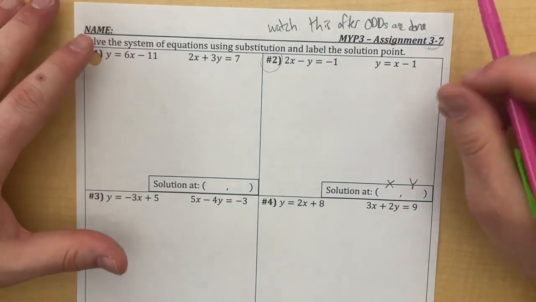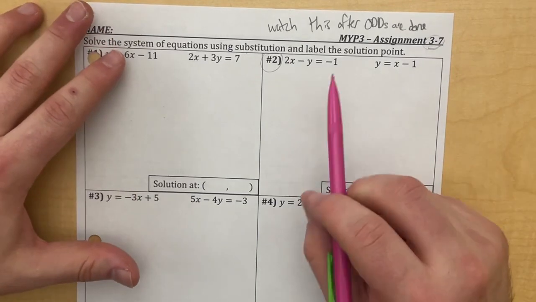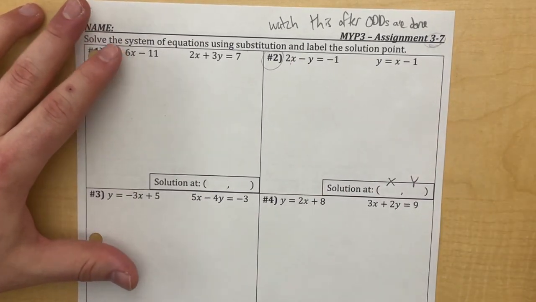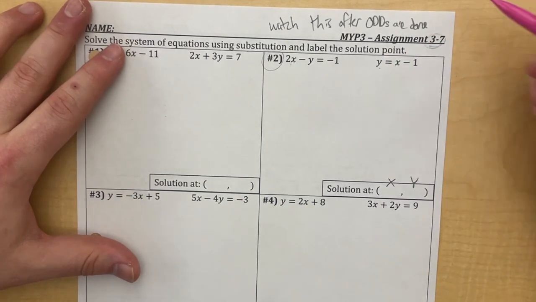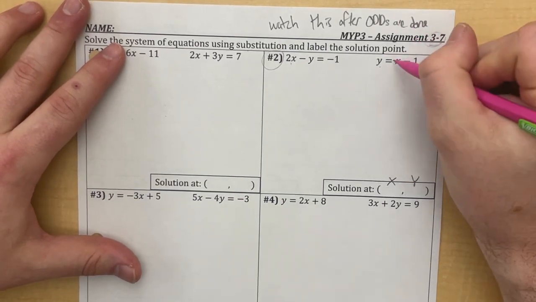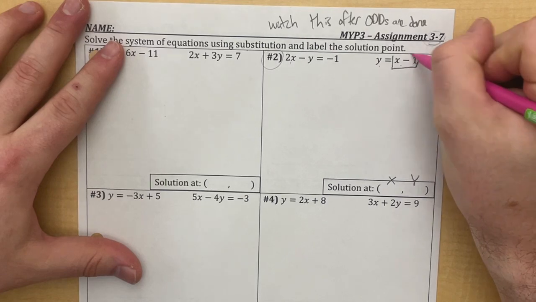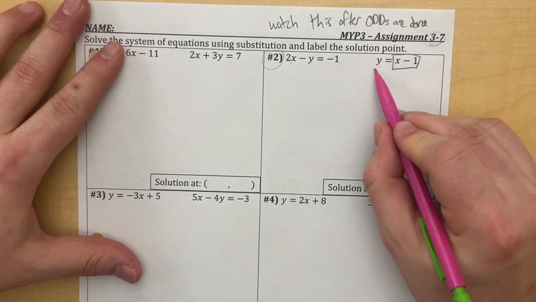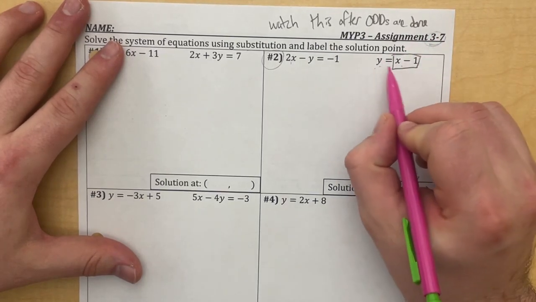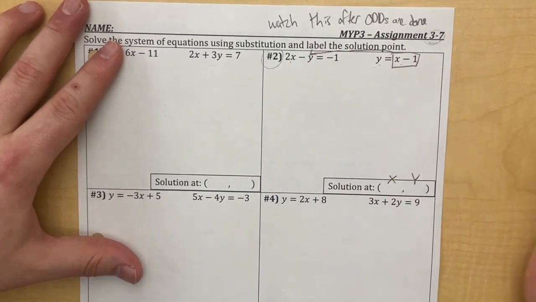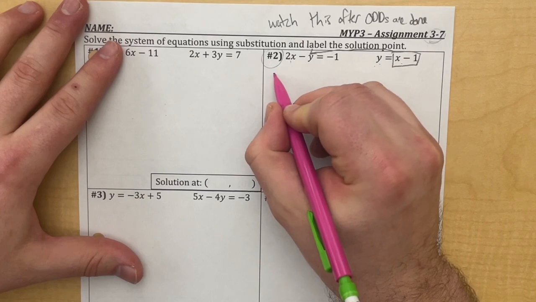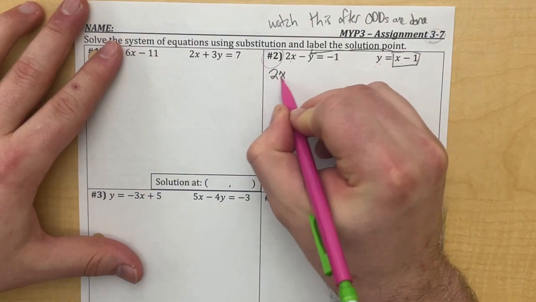Okay, so in number 2, it reads like this. It says 2x minus y equals -1, and then I have y equals x minus 1. So what I'm going to do is just like the other video, I'm going to take one of these equations. Since this has y equals and then an expression, I can take and plug that into the other equation. So I'm going to rewrite it like this, so that way it's all in terms of one variable.